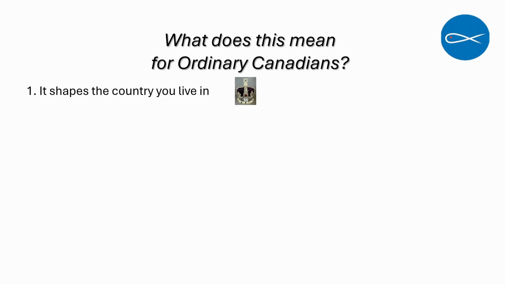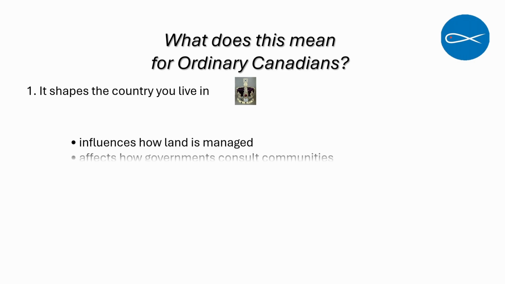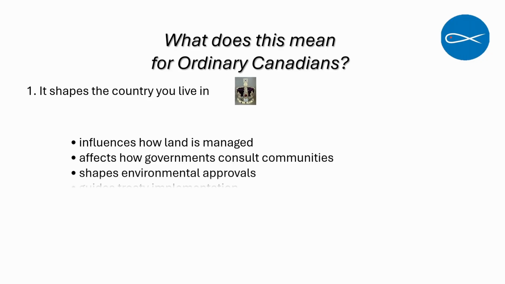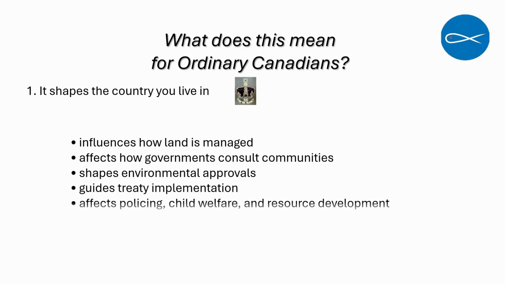The honor of the Crown is the legal principle that requires the Canadian state to act with integrity, fairness, and good faith in all dealings with Indigenous peoples. That principle influences how land is managed, affects how governments consult communities, shapes environmental approvals, guides treaty implementation, and affects policing, child welfare, and resource development. Even if you never interact with the courts, we live in a country whose institutions are constrained by this duty. In short, it's part of the constitutional architecture of Canada.